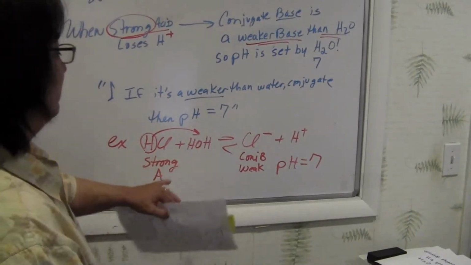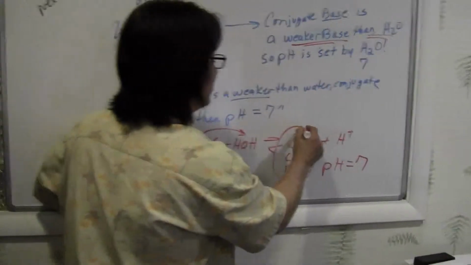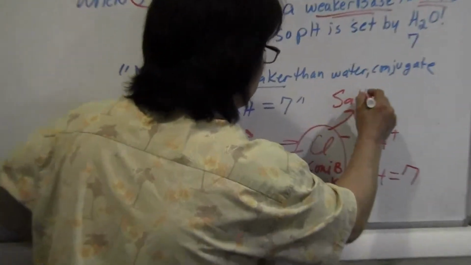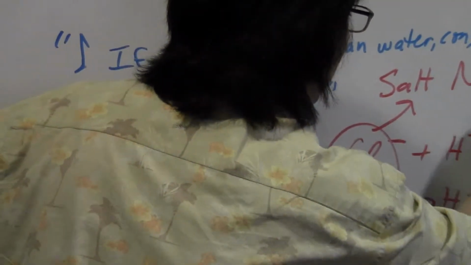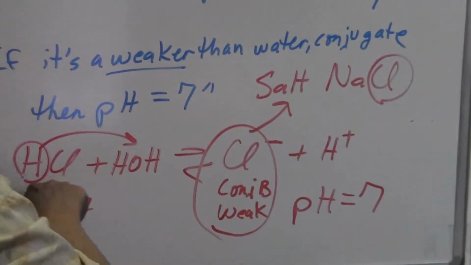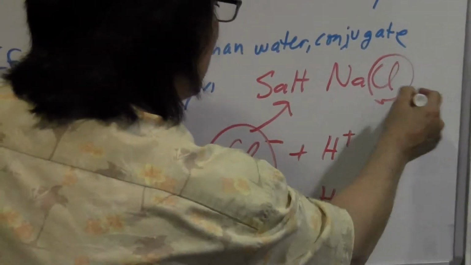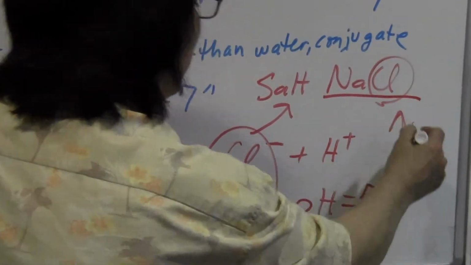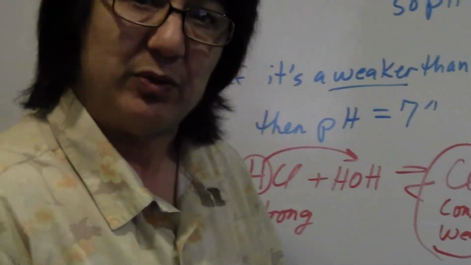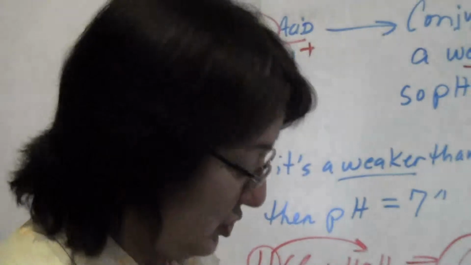If we see that conjugate base in a salt, like NaCl, since the Cl comes from the strong acid HCl, we know if you put sodium chloride in water, the pH is going to equal 7. It's like when you put salt in water. It's not going to hurt you because the pH is neutral.